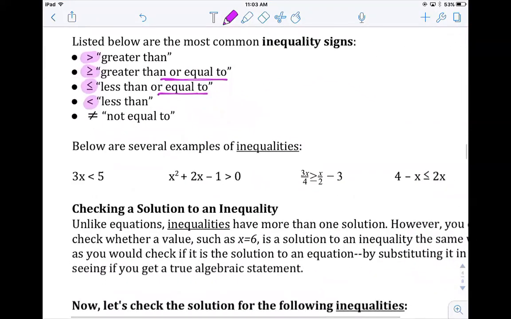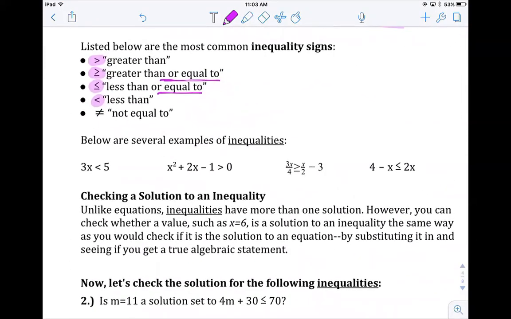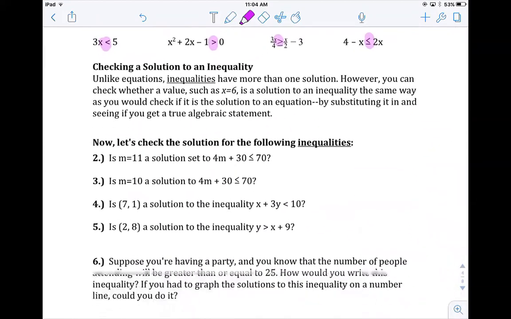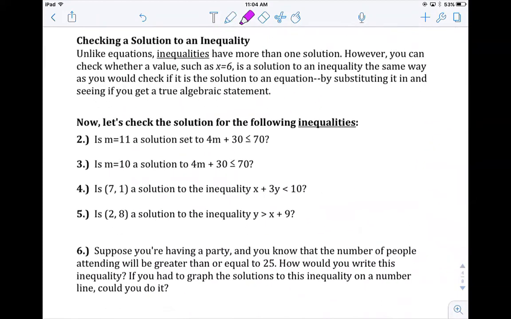So here are a couple of examples of inequalities. Notice that they all have an inequality symbol. It doesn't matter how crazy they look, they have some kind of inequality symbol going on. So what we're going to do to start is some basics here. We're going to check to make sure a solution works for an inequality.